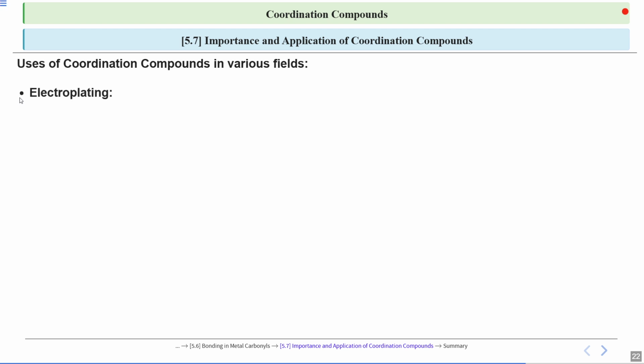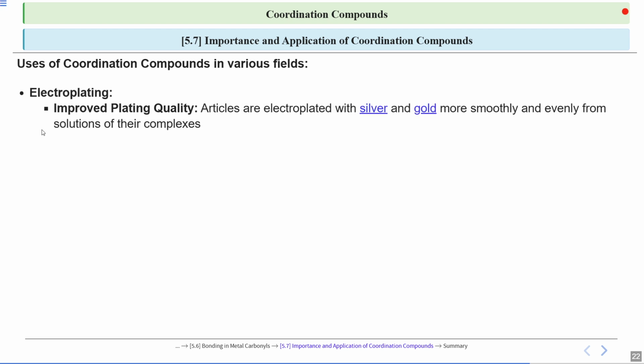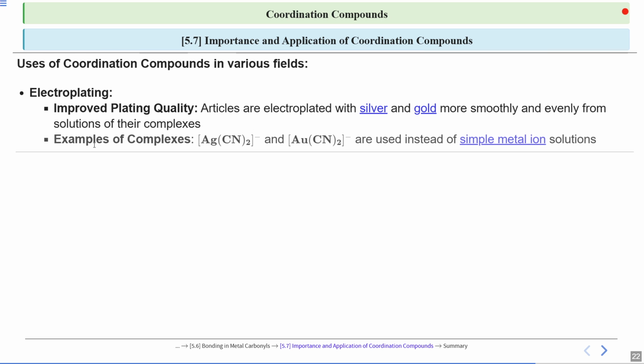Next use is in the field of electroplating. Improved plating quality: what does it do? Articles are electroplated with silver and gold more smoothly and evenly from solutions of their complexes. For example, the complexes are [Ag(CN)2]- and [Au(CN)2]-. These are the complexes that are used instead of simple metal ion solutions for the electroplating of articles.